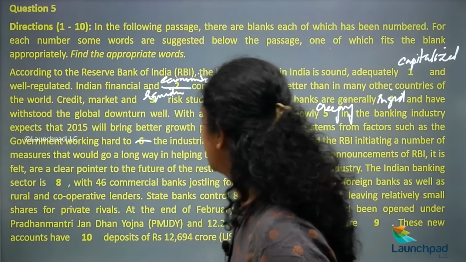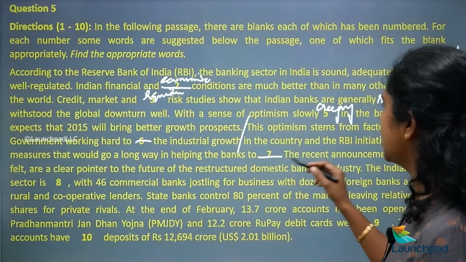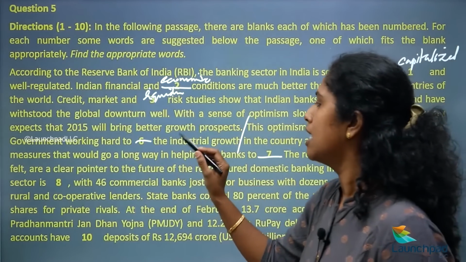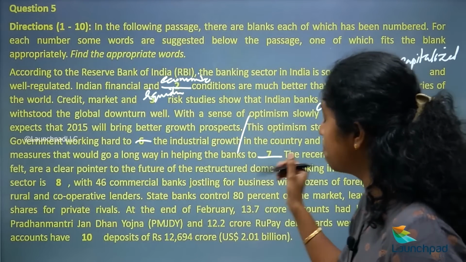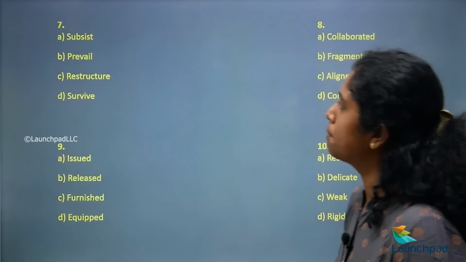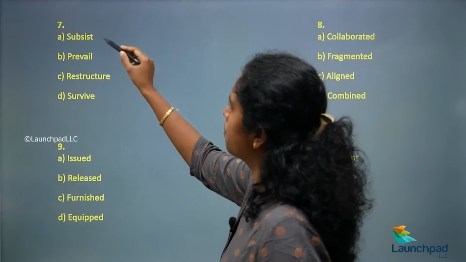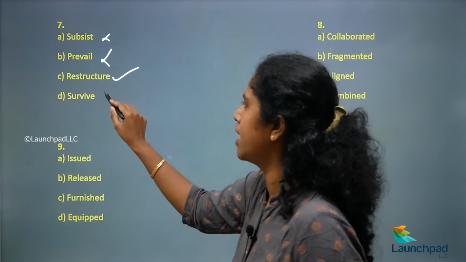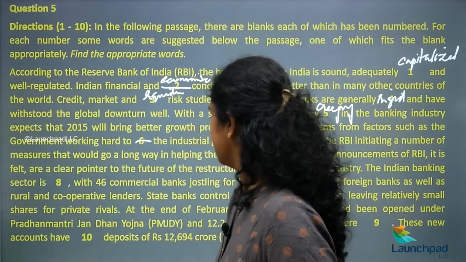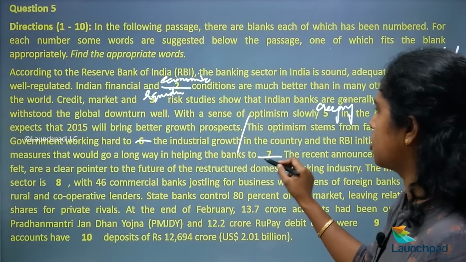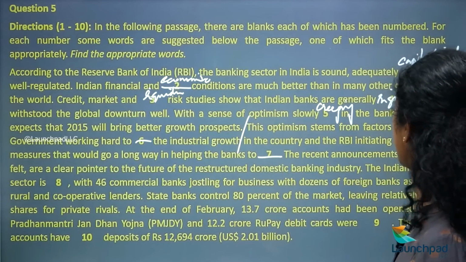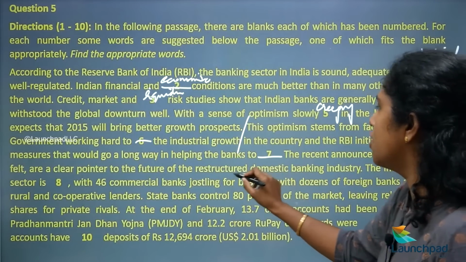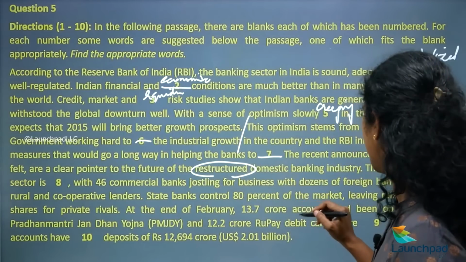Revitalize the industrial growth in the country, and the RBI initiating a number of measures that would go a long way in helping the banks to subsist, prevail, restructure, because we were talking about revitalize, right? So restructure. Banks to restructure. The recent announcement of RBI is felt to be a clear pointer to the future of the restructure. So this is a key word here.